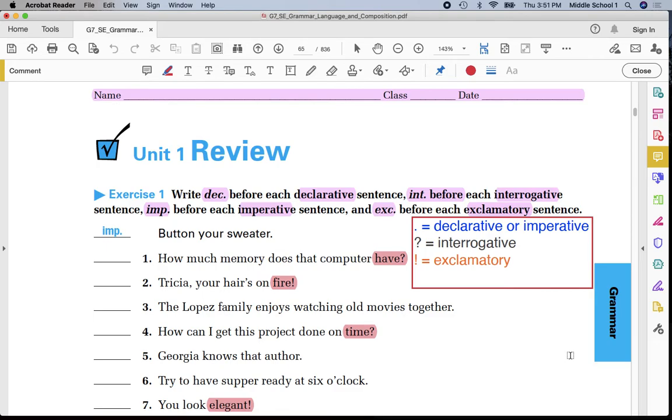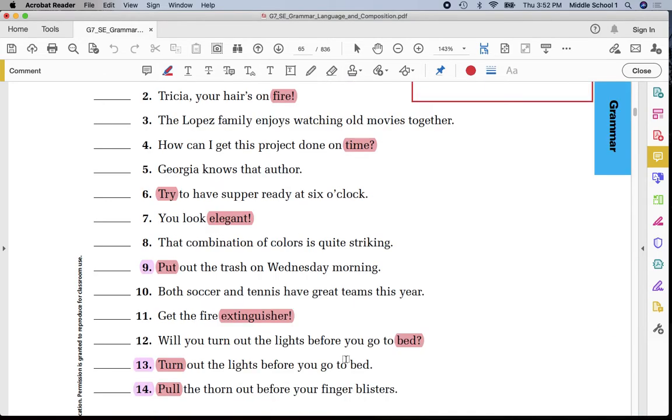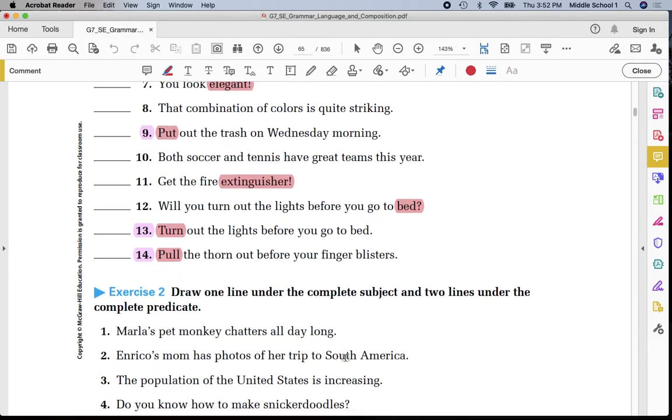Number 3 is declarative. It's a regular simple sentence. 5 is declarative. It's a regular statement. If you said imperative for number 6, you're correct. Try to have supper. You try to have supper. We notice number 6 also begins with a predicate. Now 8 through 14.